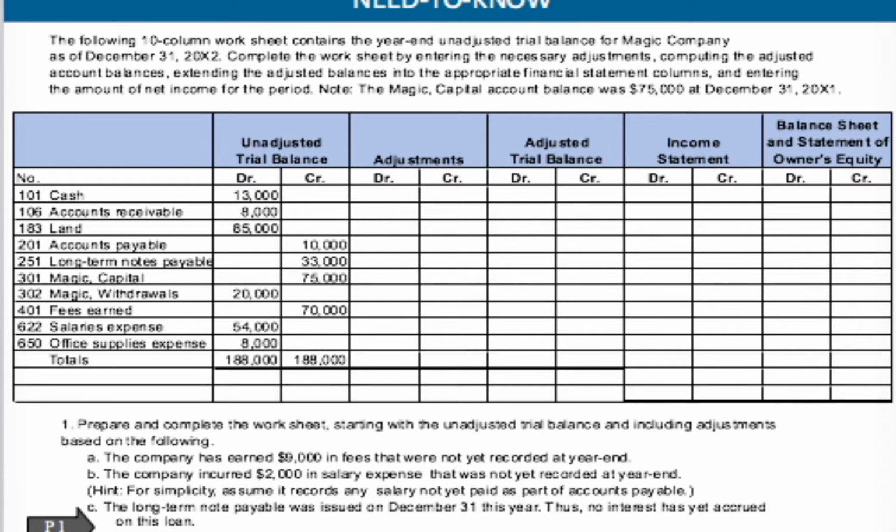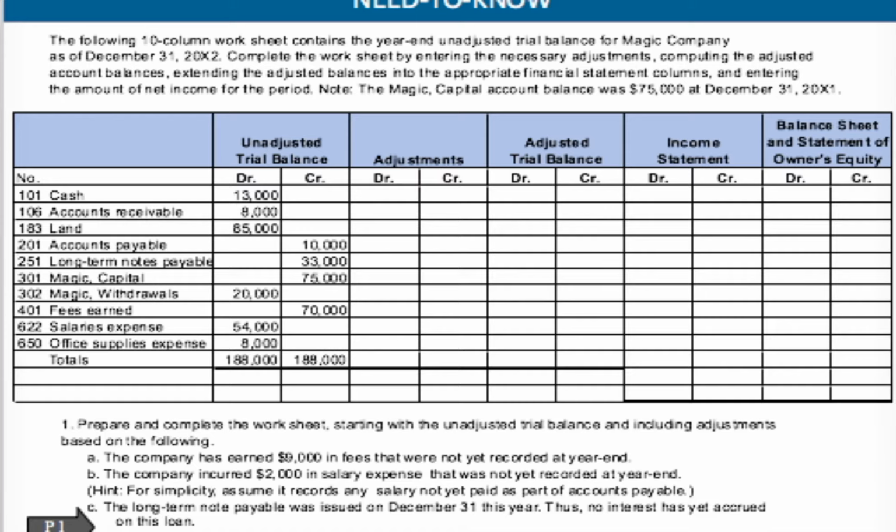So here we have a 10-column worksheet, or the beginning of a 10-column worksheet, that contains the year-end unadjusted trial balance for a company called Magic Company as of December 31st, 20x2. And obviously that X there basically just tries to make this timeless, at least for the next 100 years. So insert whatever into that X to make it the most recent time period possible.